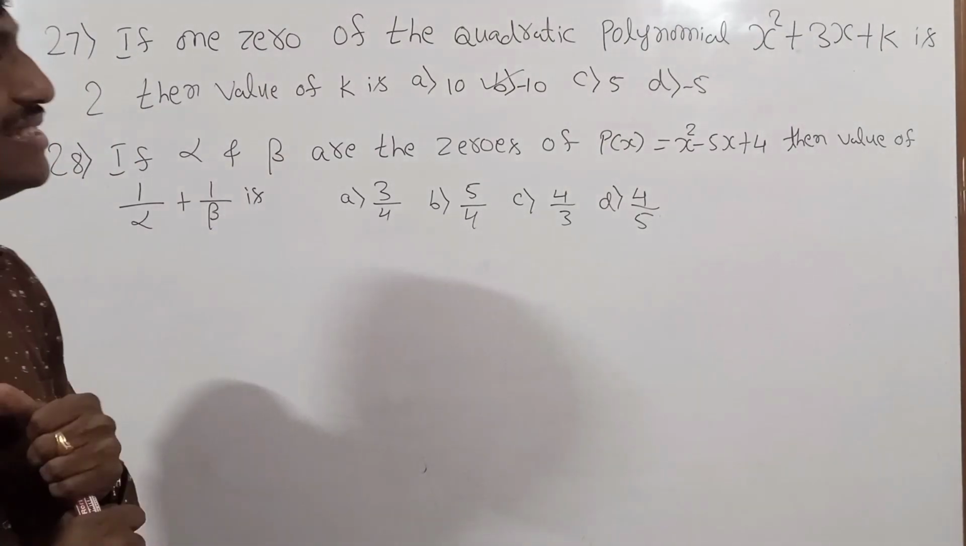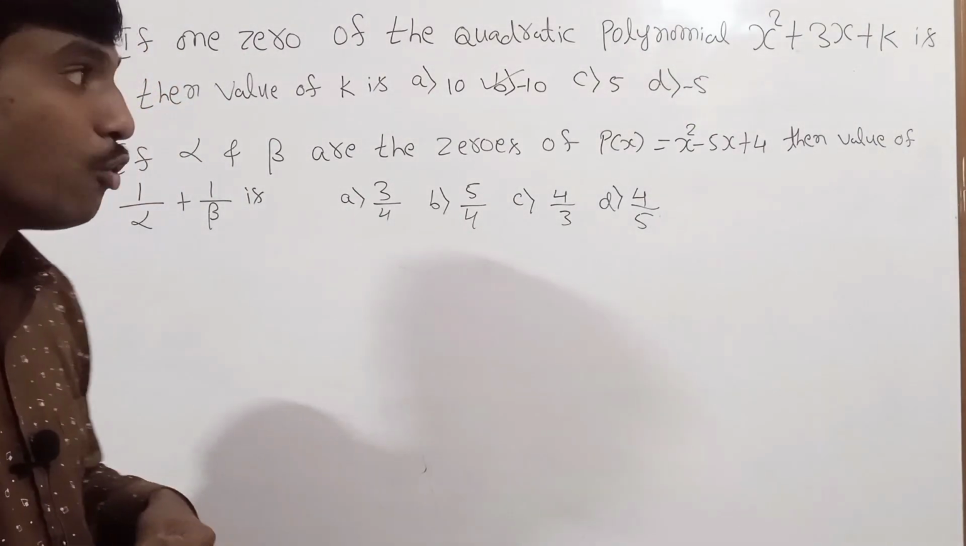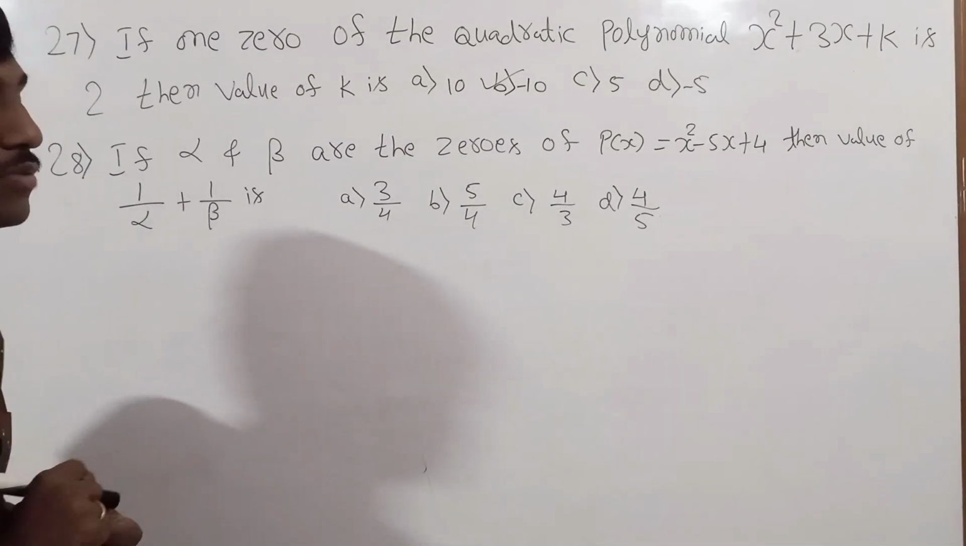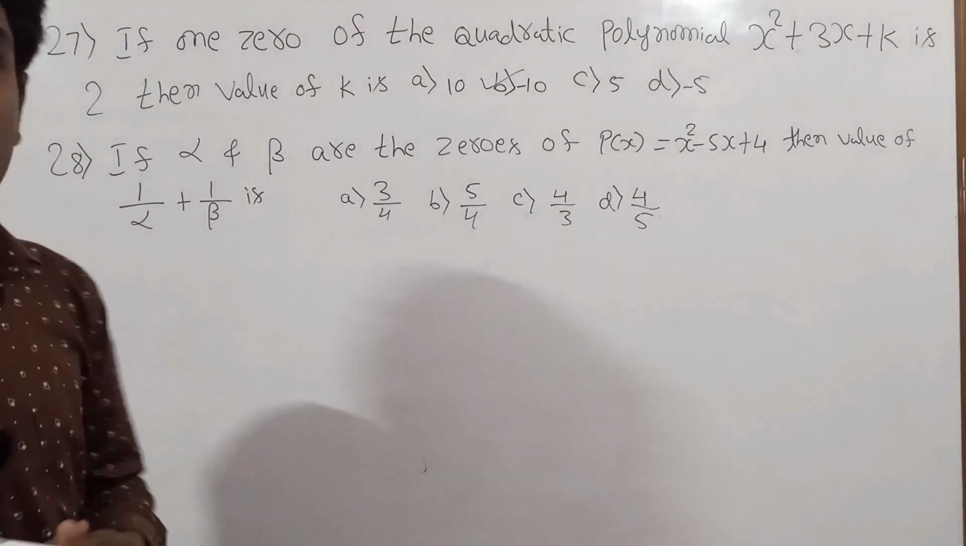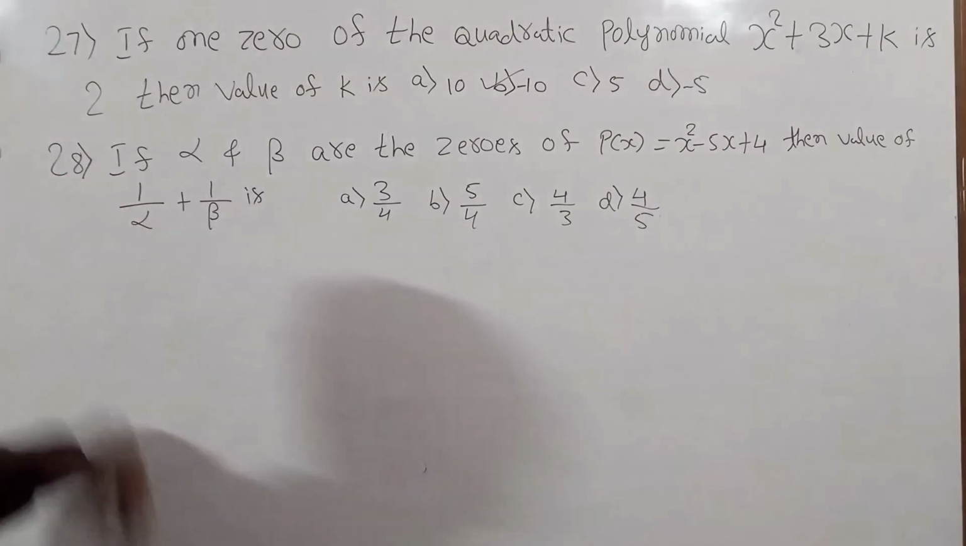If alpha and beta are the zeros of p of x equals x square minus 5x plus 4, then what is the value of 1 by alpha plus 1 by beta? So we don't actually know what 1 by alpha is. We don't have any formula to find 1 by alpha.